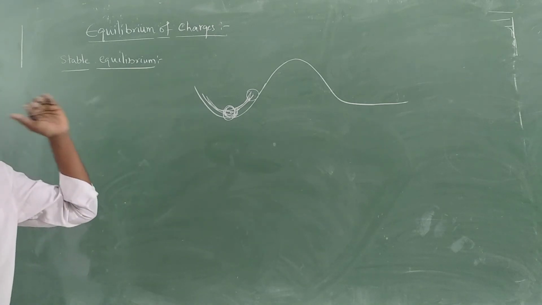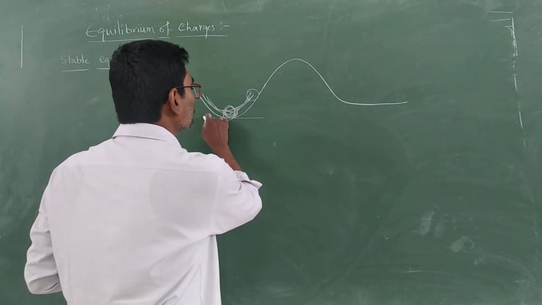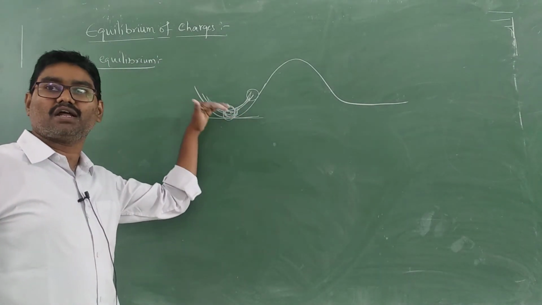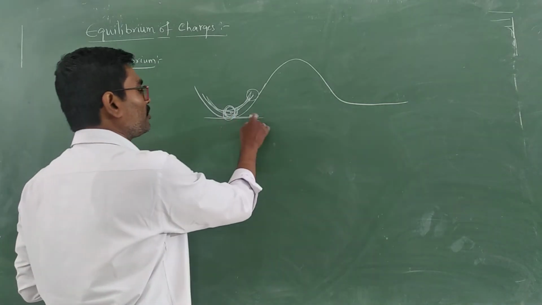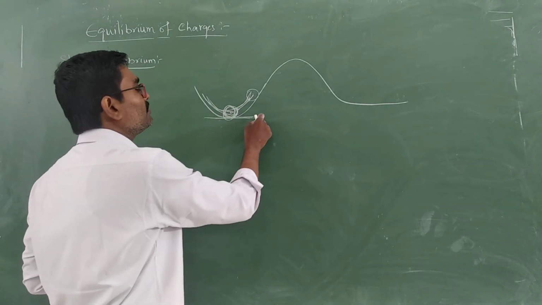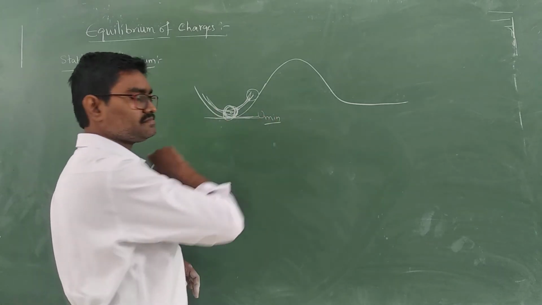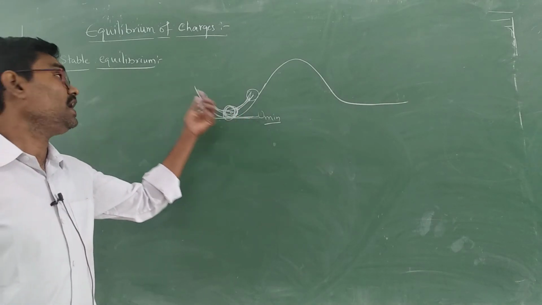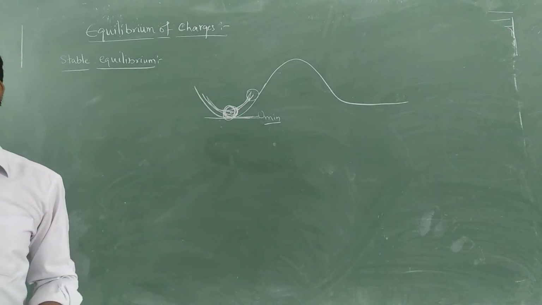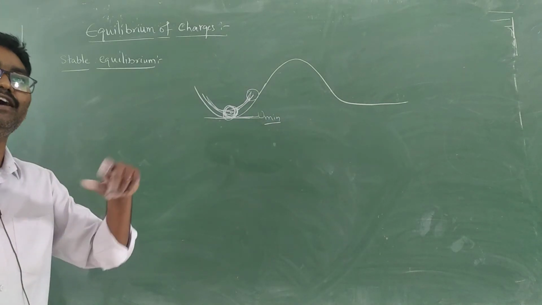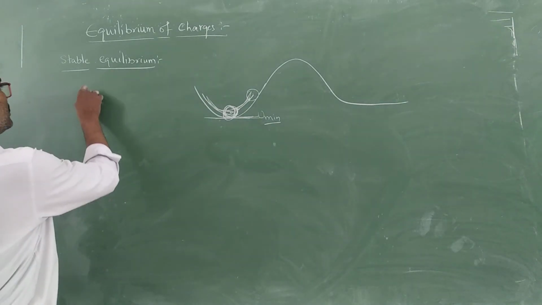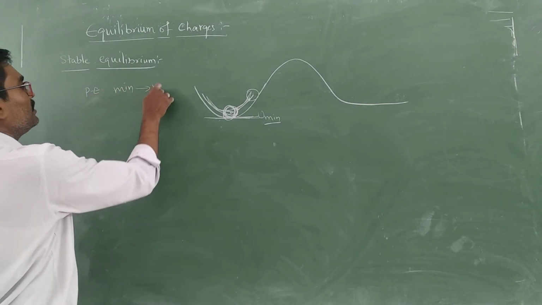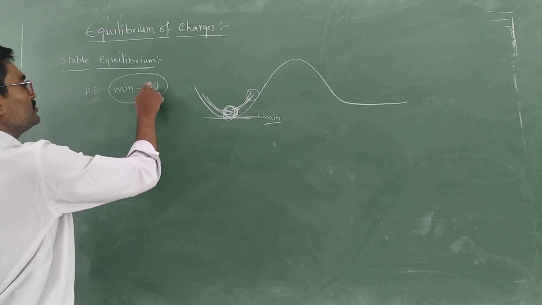In the stable equilibrium case, that is on the surface of the earth, with reference to the ground level. Now what about the potential energy here for this body? Zero. Minimum, you will say. Okay, potential energy is minimum, the body will be in stable equilibrium. Potential energy should be minimum in case of stable equilibrium. So U, the potential energy, should be minimum.